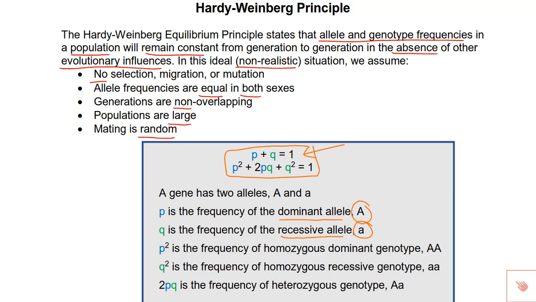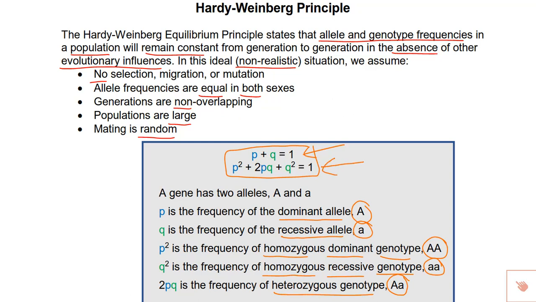P squared, therefore, would be the frequency of the homozygous dominant genotype, capital A capital A, and Q squared would be the frequency of the homozygous recessive genotype, lowercase a lowercase a. And 2PQ would be the frequency of the heterozygous genotype, capital A, lowercase a.